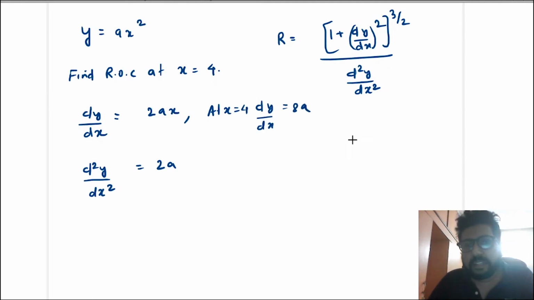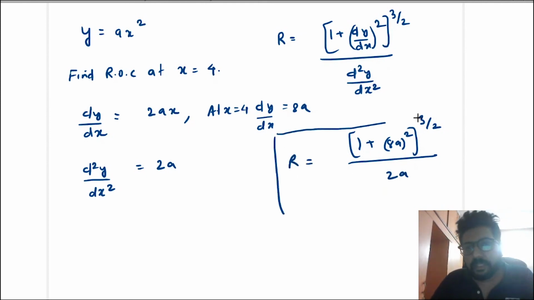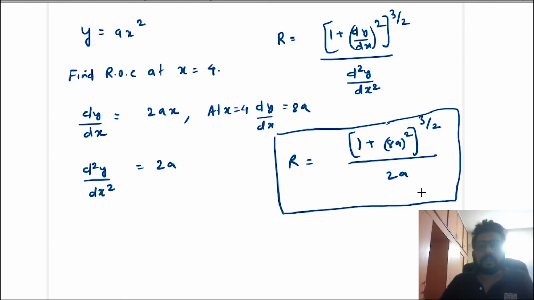So you will write this as (1 plus (8a) whole square) whole power 3 by 2 divided by d2y by dx square at x equal to 4 is 2a, because d2y by dx square is a constant. So this is the radius of curvature at x equal to 4. So using this method, you can find the radius of curvature at any point.